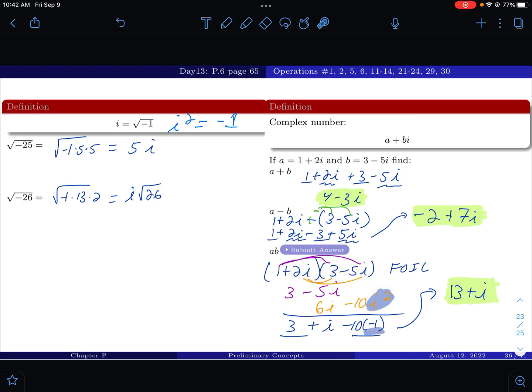Okay, that's it for complex numbers. Practice these. There's lots of short little questions. It looks like a lot, but it's not so bad.